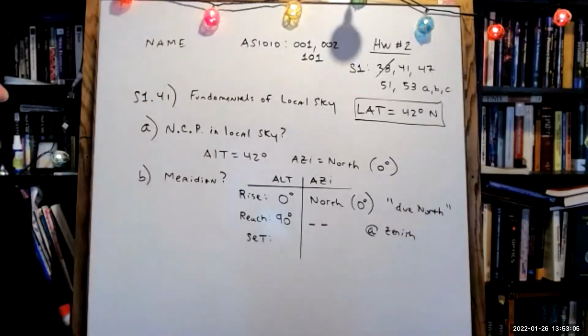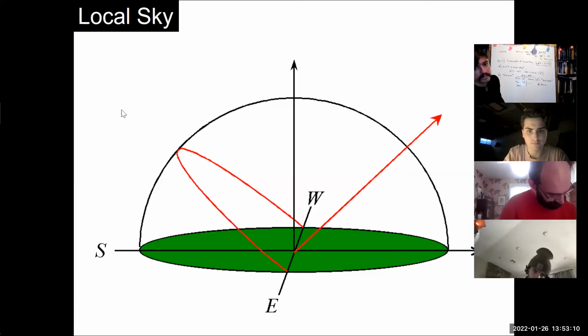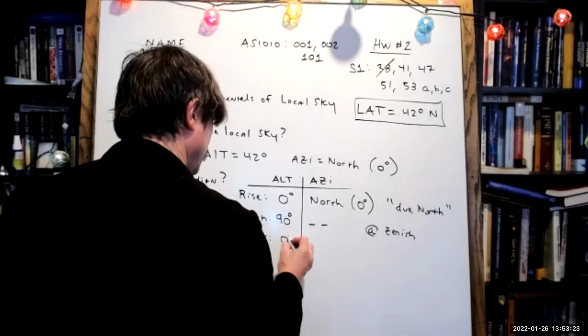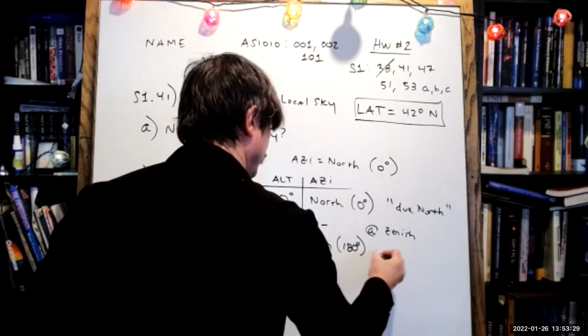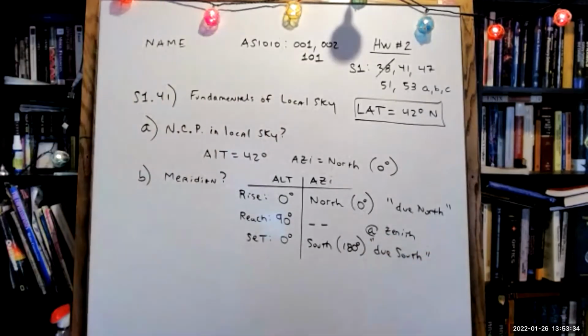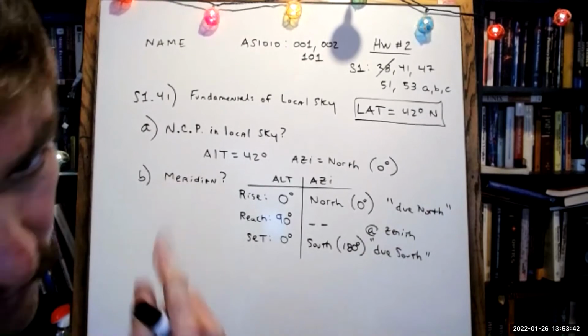How about the set point? Zero degrees due south. Good. What's the technical azimuth of south? 180 degrees. Nice. And yes, that is due south. So in a literary way, the meridian rises due north, crosses your zenith, and sets due south. That's also using the horizon system.